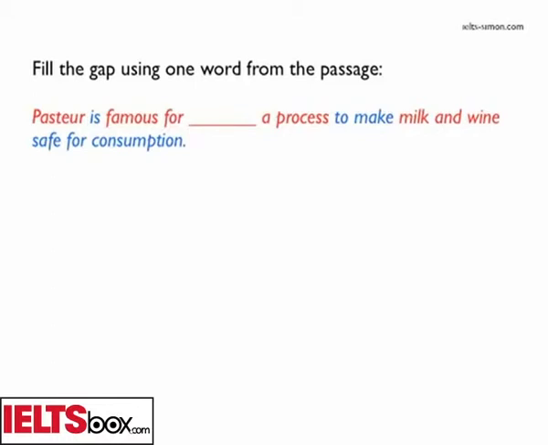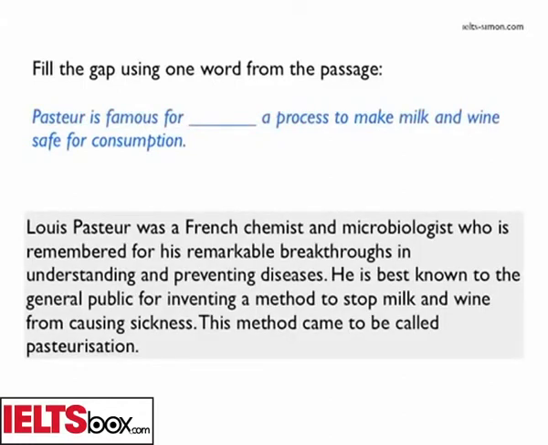Read the passage at normal speed until you find the words that you underlined in the question. You might find the same words, or you might find similar words with the same meaning. So here's the passage. Louis Pasteur was a French chemist and microbiologist who's remembered for his remarkable breakthroughs in understanding and preventing diseases. He's best known to the general public for inventing a method to stop milk and wine from causing sickness. This method came to be called pasteurization.